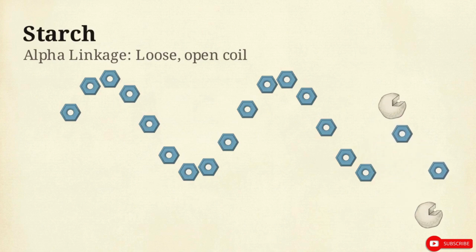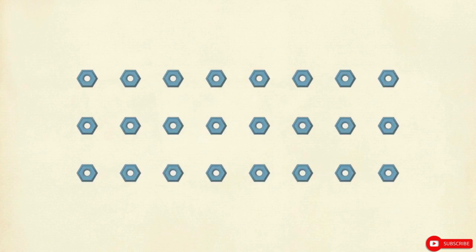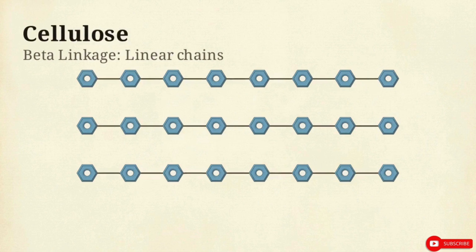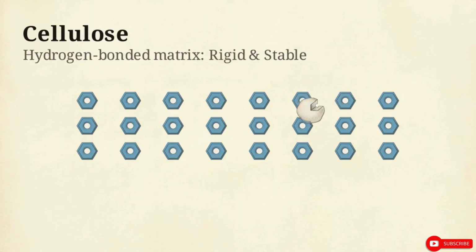But if the cell builds a polymer using beta D-glucose linkages, the chain remains perfectly linear. These straight chains pack tightly together, forming extensive hydrogen-bonded matrices. This is cellulose. The tight geometric packing makes it rigid, highly stable, and completely indigestible to most enzymes.